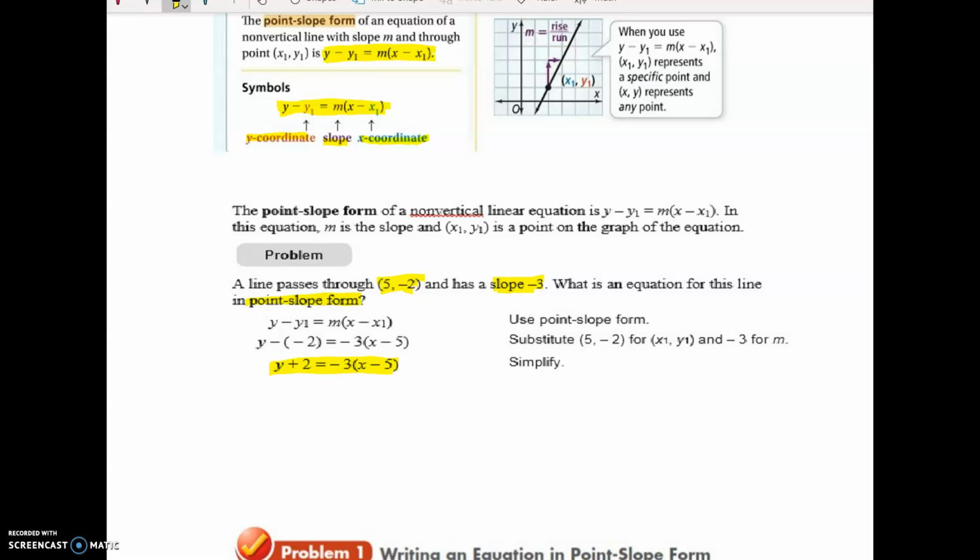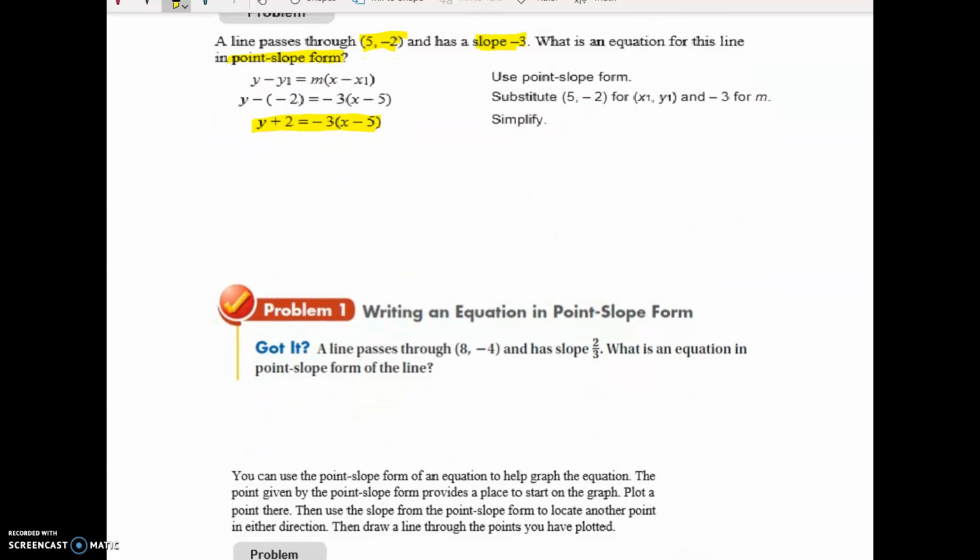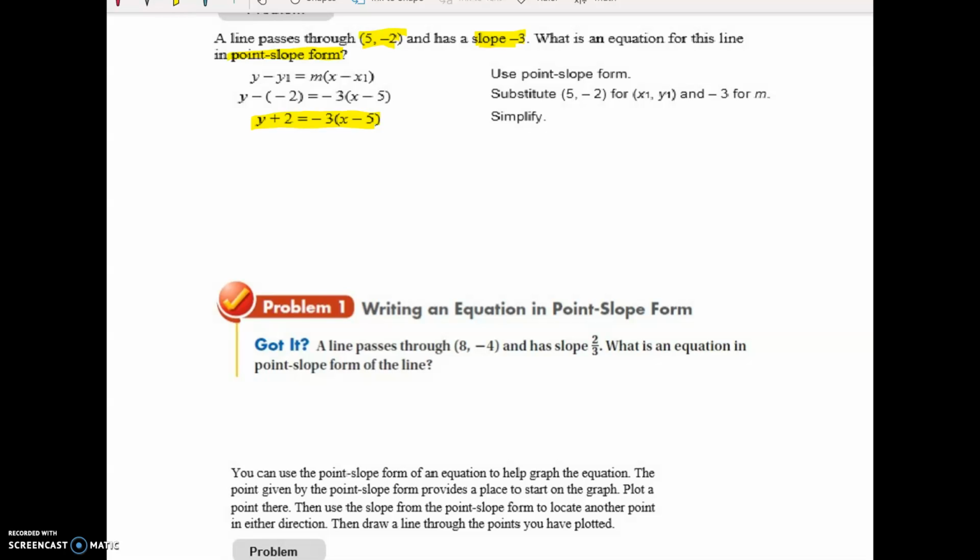So let's do one here using that relationship. So write an equation here in point slope form. So a line passes through this point and has a slope of 2/3. So what is an equation in point slope form of the line? So go ahead and press pause and do it on your own first, and then you can check it with my solution.